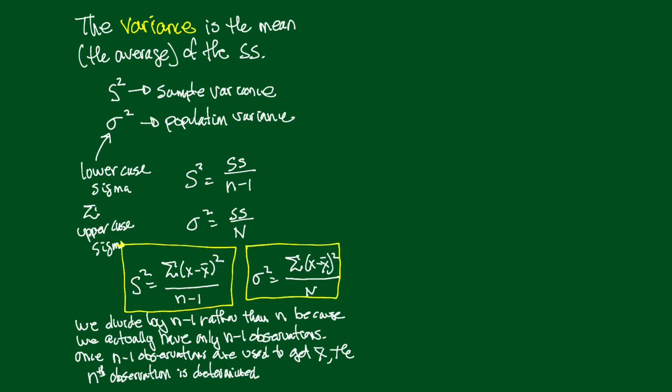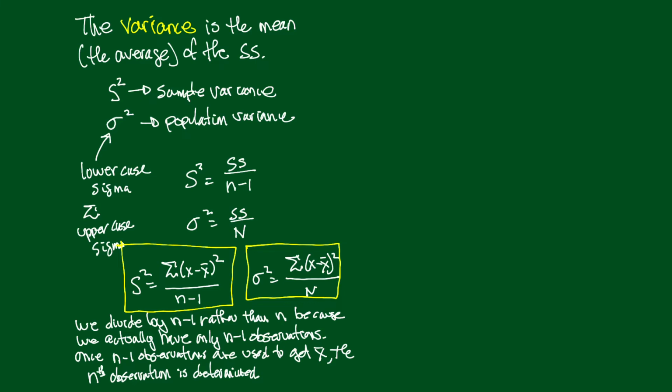Small n, lowercase n, that's the sample size. So why do we divide by n minus 1, right? One less than the entire sample. Well, here's why. We divide by n minus 1 rather than n because we actually have only n minus 1 observations.